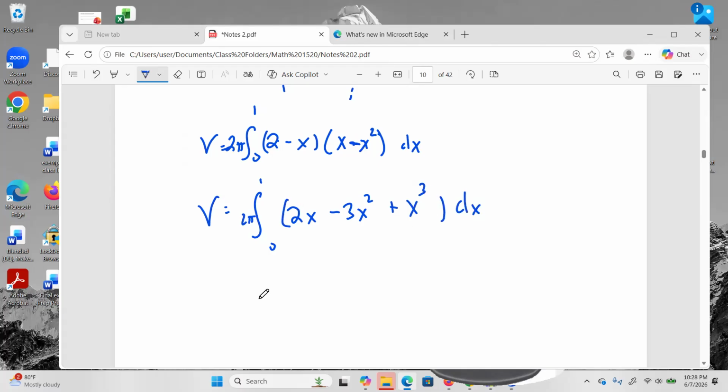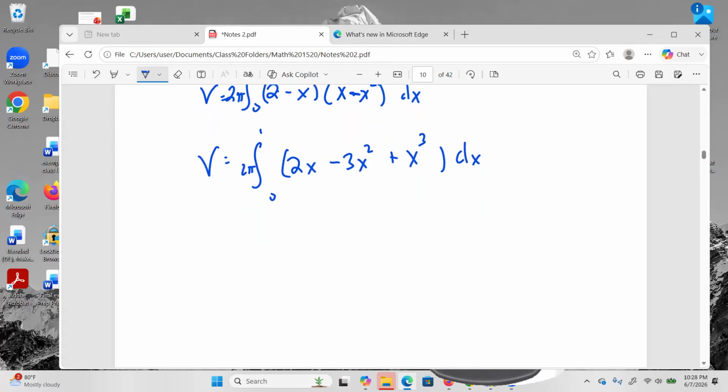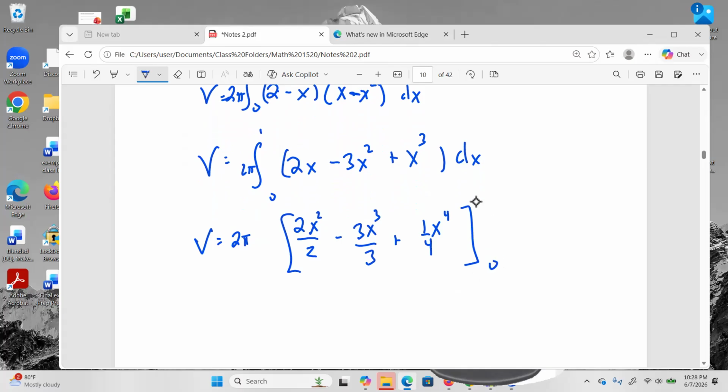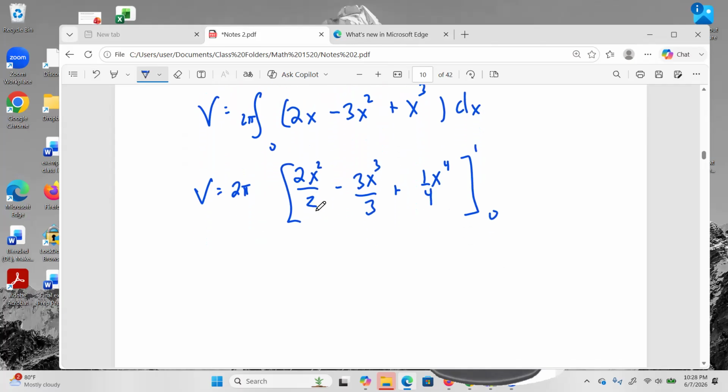And we can go ahead and integrate this piece here. So my volume is equal to 2 pi. Let's go ahead and integrate. We're going to have 2x squared over 2 minus 3x cubed over 3 plus x to the fourth over 4. I'm just going to write it as 1/4, and we're going from 0 to 1. That's not too bad of an arithmetic problem. So we have V equals 2 pi. The 2's cancel, so we have x squared minus x cubed plus 1/4 x to the fourth.